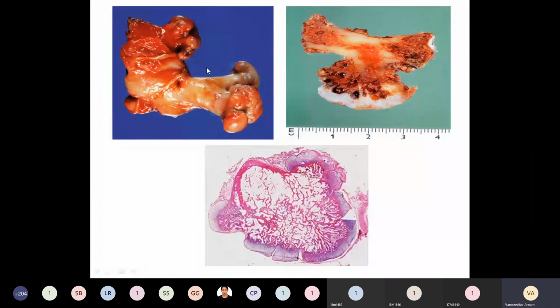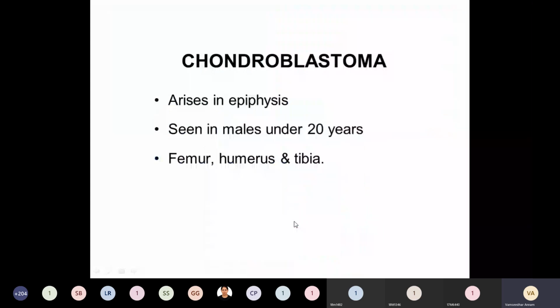This is a gross feature of how the stalk appears along with the marrow. This is the cartilage cap. So on microscopy you are seeing this cartilage cap. In the center you are seeing bone trabeculae with bone marrow. This is osteochondroma. Third one, chondroblastoma, arises in the epiphysis.